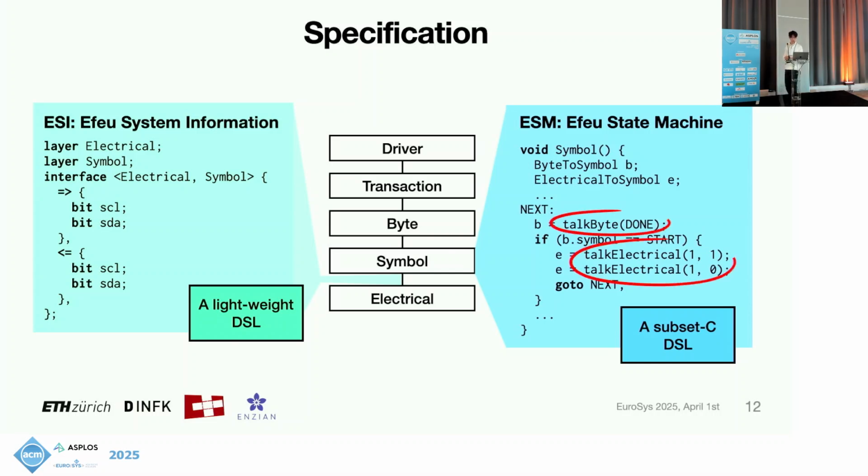I would like to draw your attention to these 2 talk statements on the right. These talk statements are coroutine switches. They accept an argument as the value to be passed to the other layer, wait for the other layer to do the work, then get back the result, and resume from that. Essentially, this is a synchronous call.